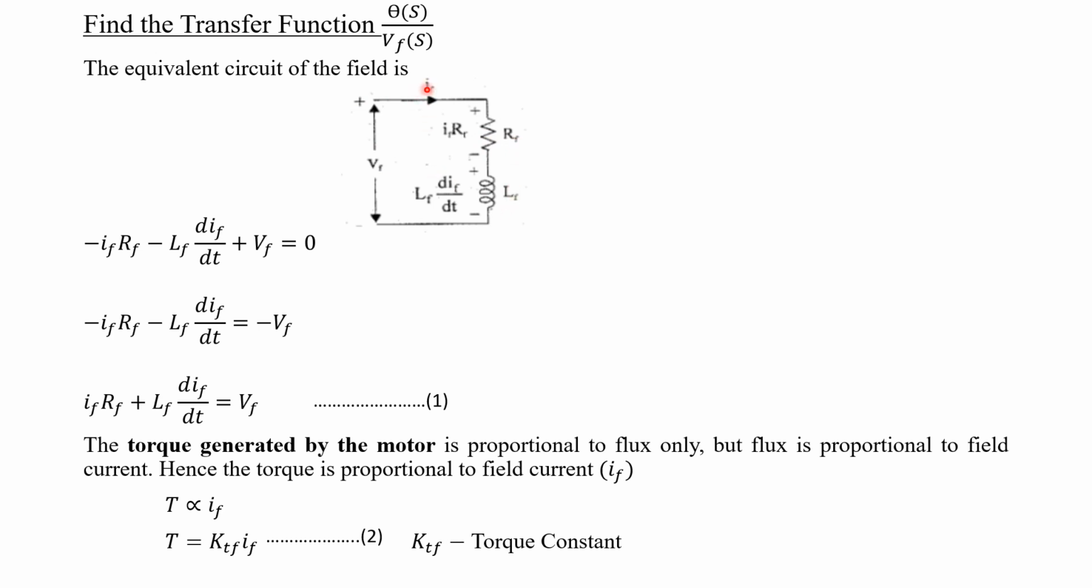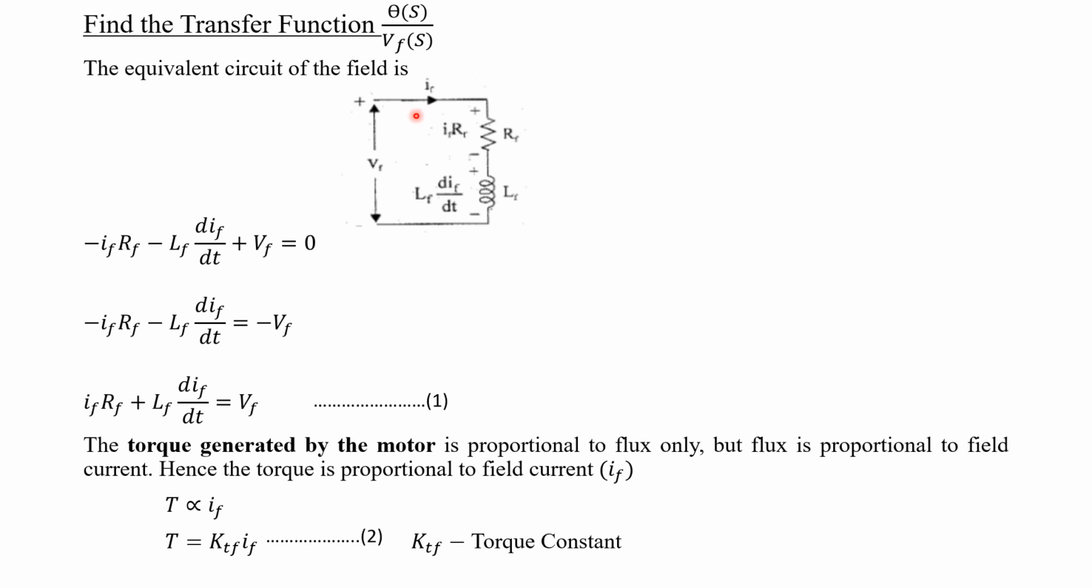Due to this current IF, there will be a voltage drop across RF, that will be represented by IF into RF. We know the formula for voltage drop across a resistor, that is I into R. Similarly the same current is flowing through the inductor, and this will make a drop of L into di by dt. So here the inductor drop is LF into dIF divided by dt. This VF as well as IF will be functions of time, but simply we are representing them as VF as well as IF. Otherwise it will be VF of t as well as IF of t.